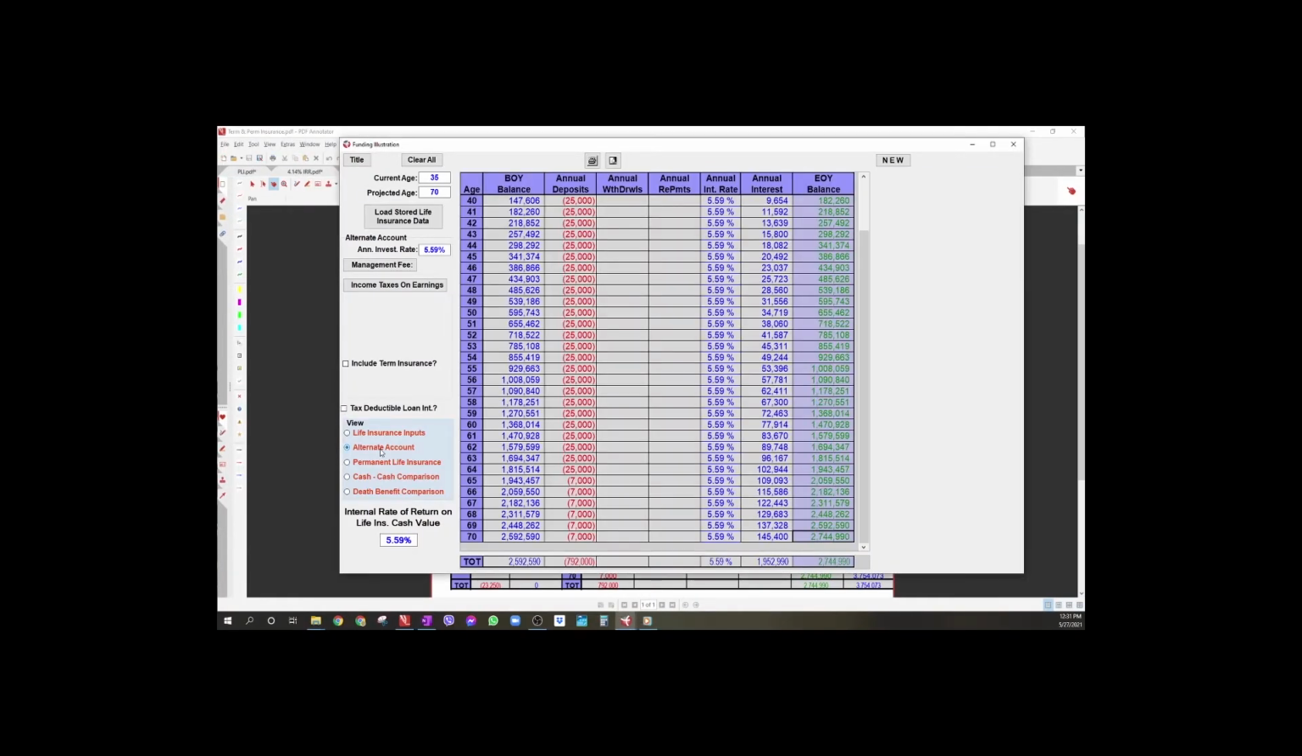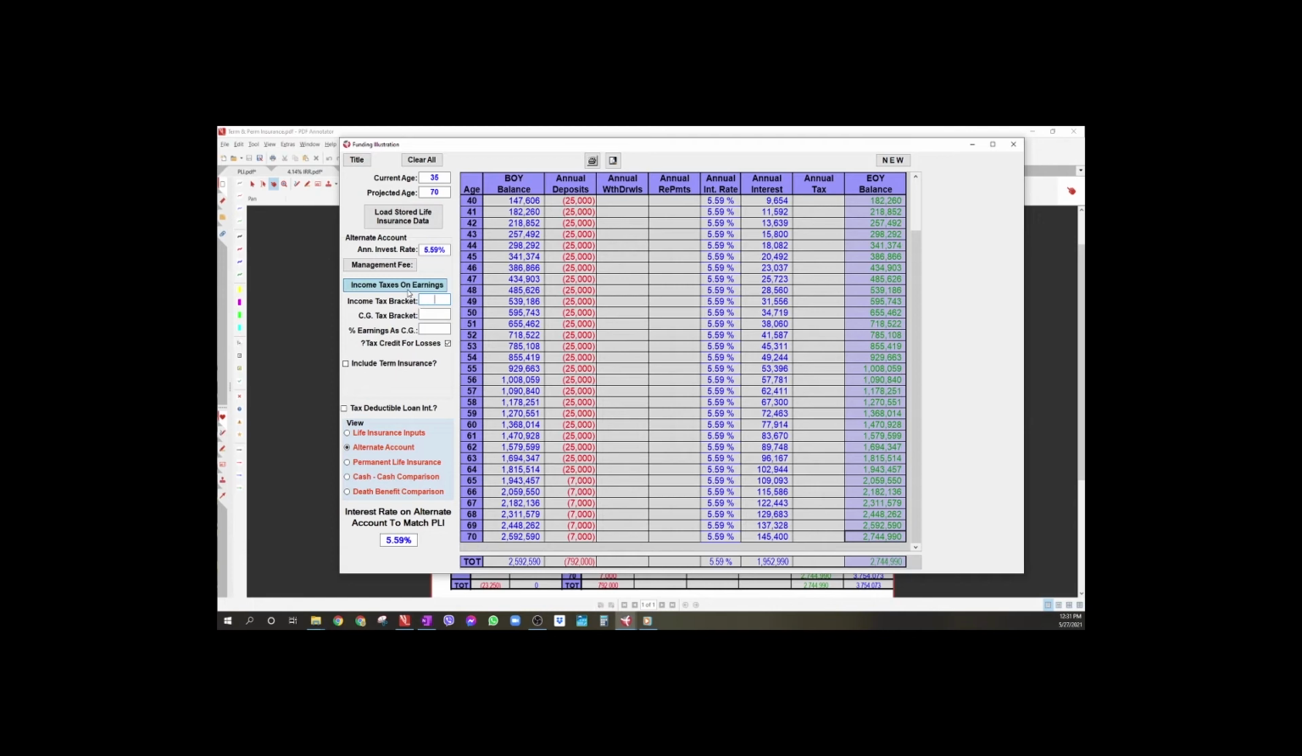Let's see what this would look like if this money were taxable like CDs, like savings accounts, and even a brokerage account with stocks and mutual funds. Let's look at a 32% tax bracket. So what we immediately see after adding the tax input is an increase in the interest rate on the alternative account to match our cash value life insurance. The internal rate of return now goes up to 8.23% because taxes do have to come into play.